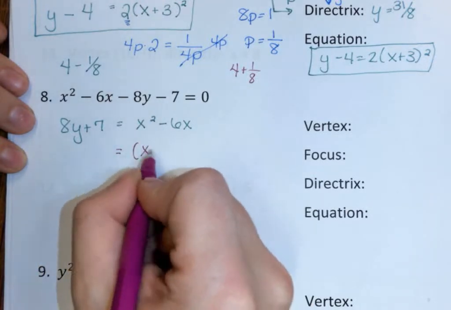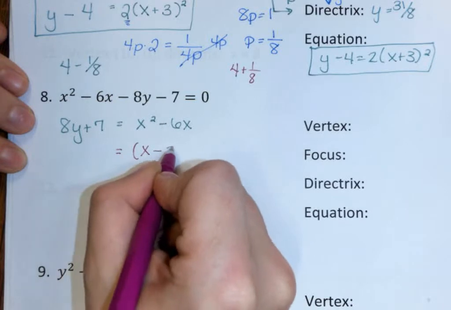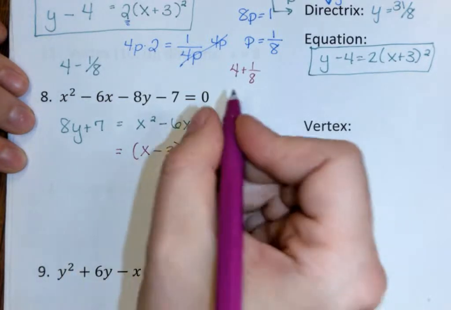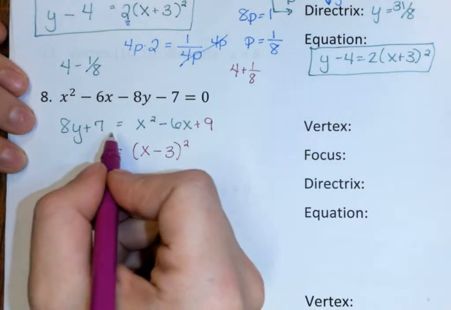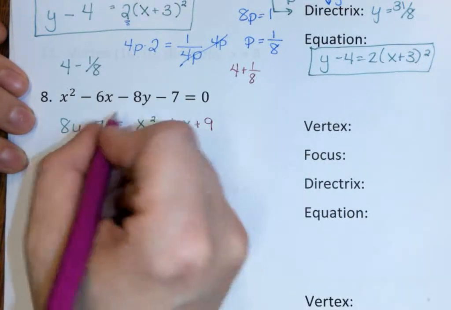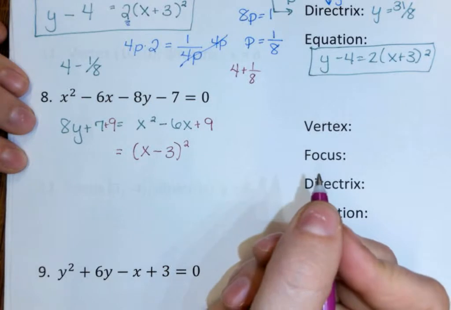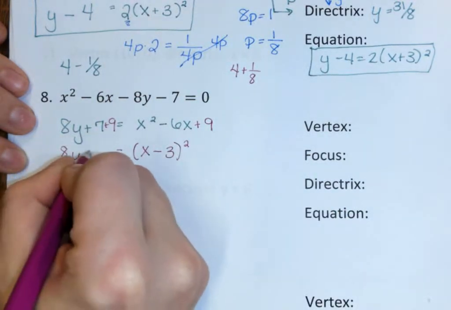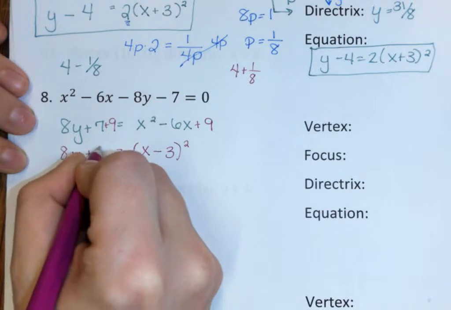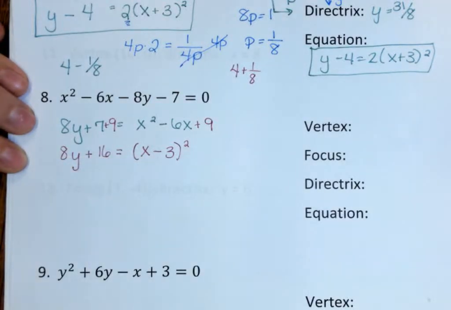What's going to go here? Minus 3 squared. 9. So what's going to go over here? Plus 9. So I have 8y plus 16.